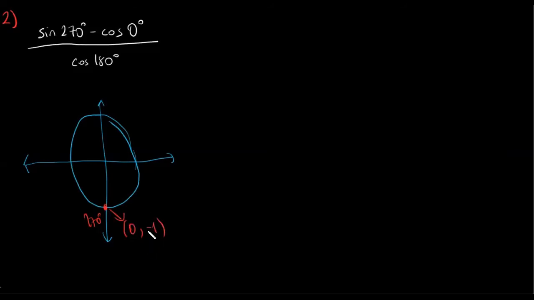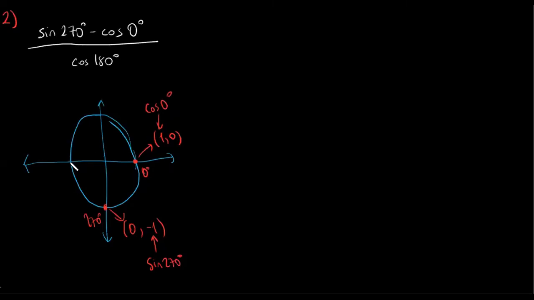So the y value is going to be sine of 270. Sine of 270 is going to be the y value. Cosine of 270 is going to be 0. And then we need the 0 degrees. This is the 0 degrees. And what are the coordinates of this? 1, comma 0 is the coordinates. The x value is going to be cosine of 0 degrees.